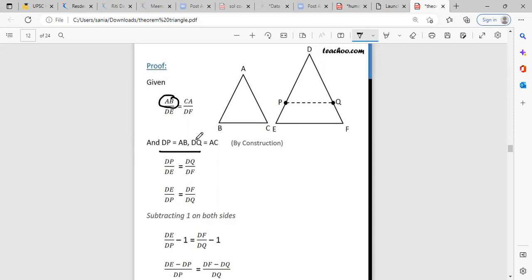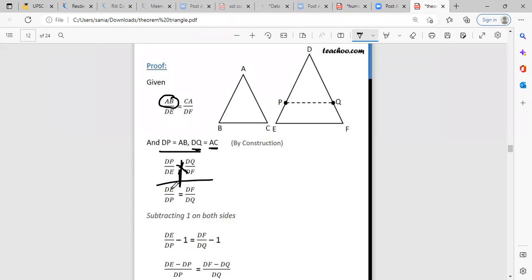And instead of writing this AC, you can write DQ. So you changed this. Now it is DP divided by DE and DQ divided by DF, right? So this is the thing. Now what you are going to do is interchange them, cross multiplication, right? Then this DF and DE will come up.